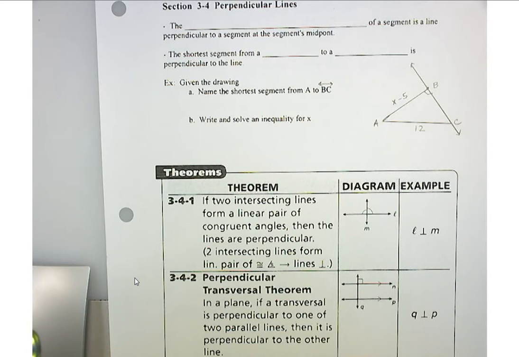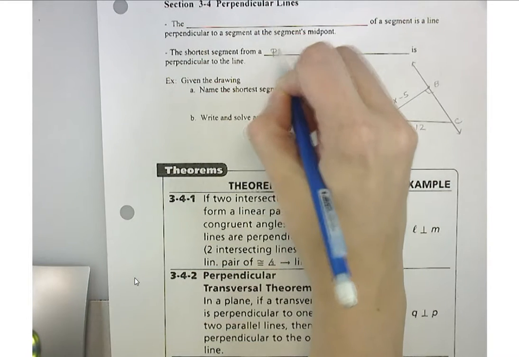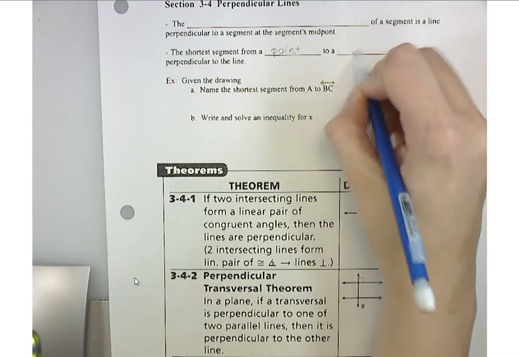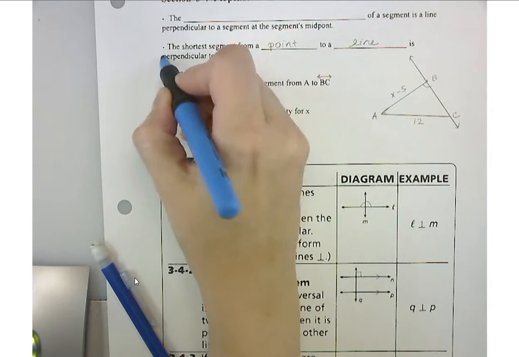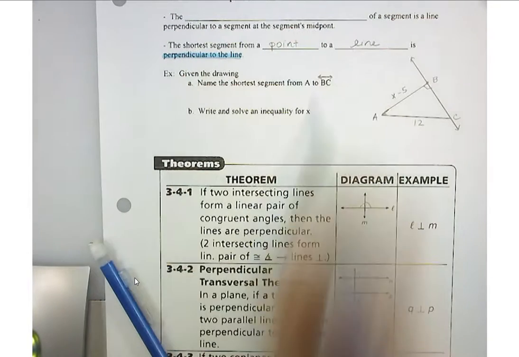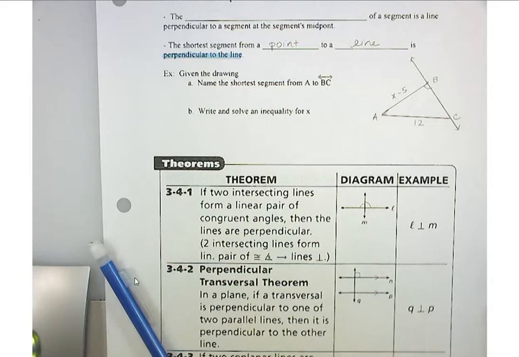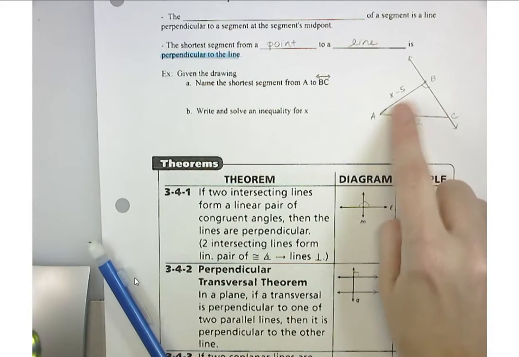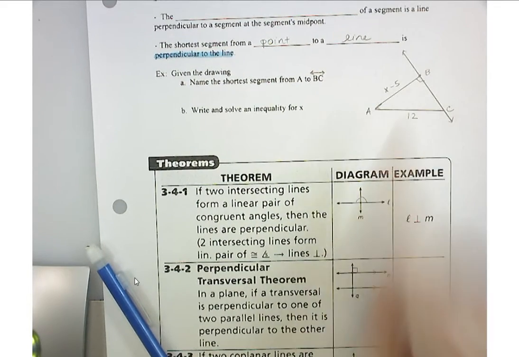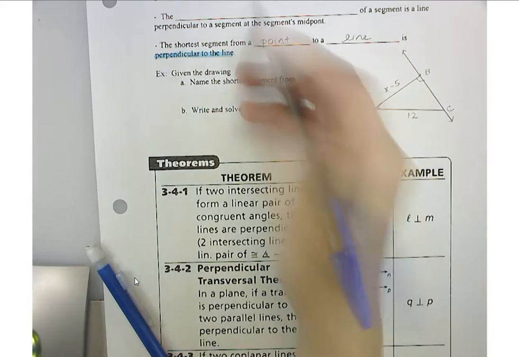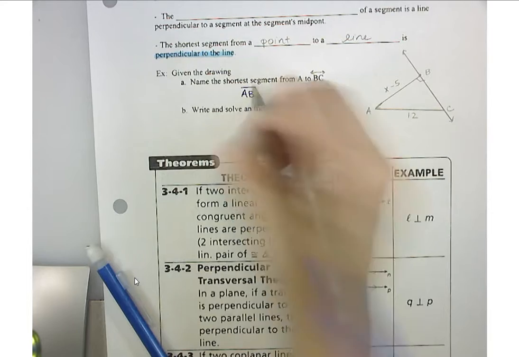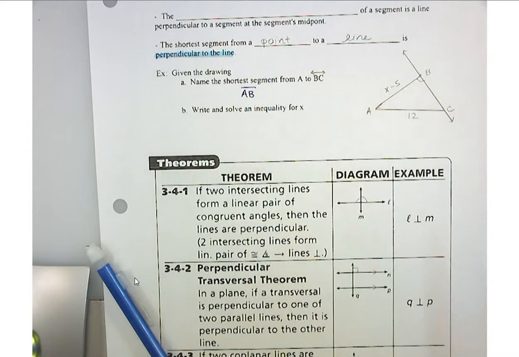Okay, so remember we just talked about that the shortest segment from a point to a line is perpendicular to the line. Okay, so Jillian, what are you thinking about for part A? Okay, so it would be AB, right? So to the line BC, it would have to be AB. And Jillian, how did you know it? Because it has 90 degrees. Okay, good. So that's the segment that has the 90-degree angle with BC.